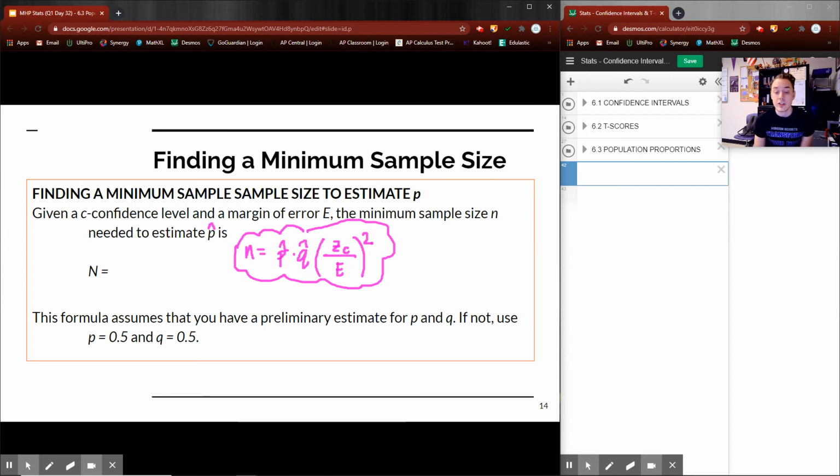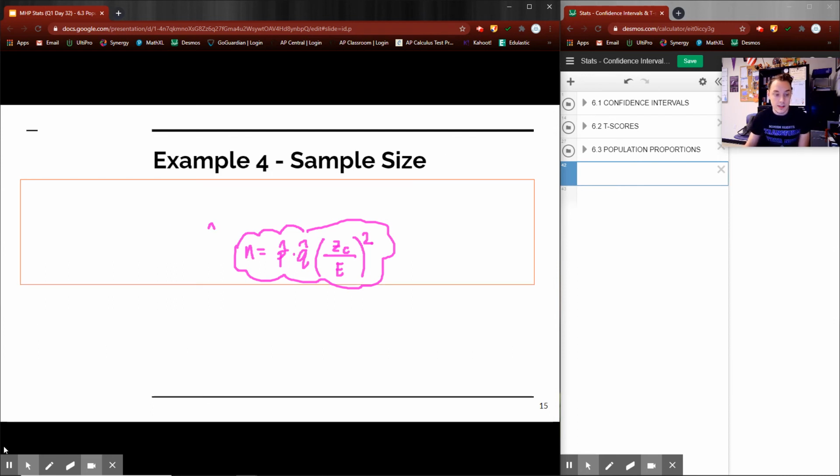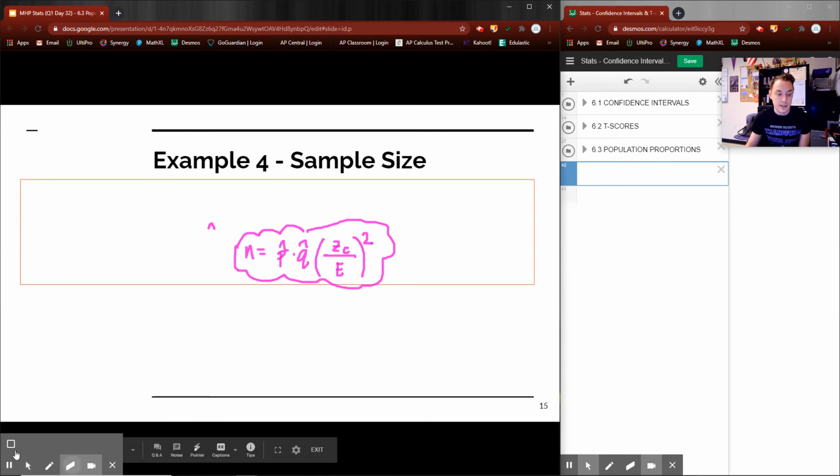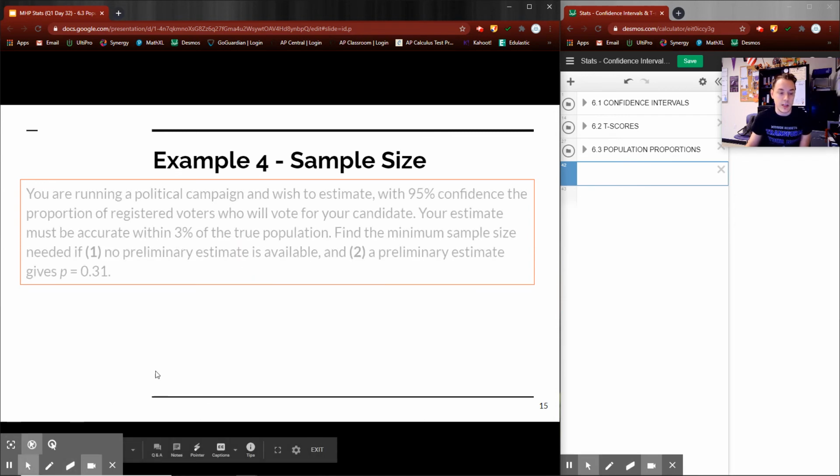If you don't, then you're just going to use 0.5 for both. Okay, if you do, you're going to be using what they tell you to use. All right, so let's actually erase this. And this is going to be our last example for this week.